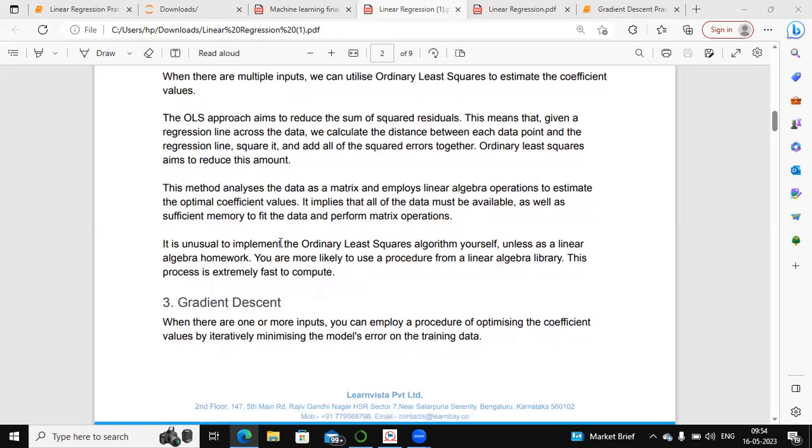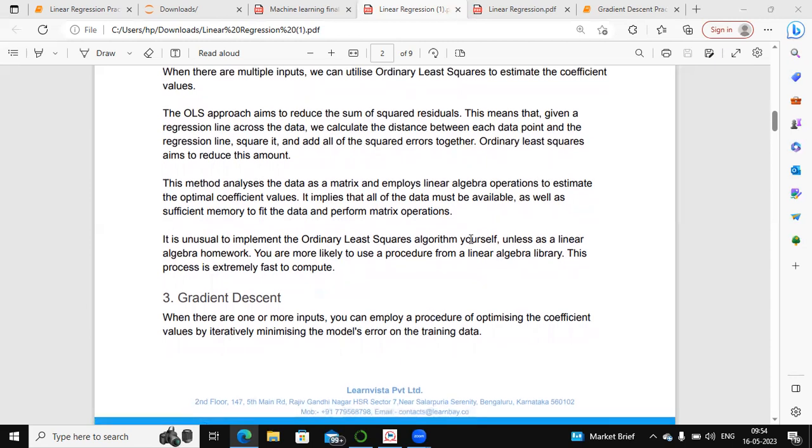It is unusual to implement the ordinary least squares algorithm yourself unless as a linear algebra homework. You are more likely to use a procedure from a linear algebra library. This process is extremely fast.